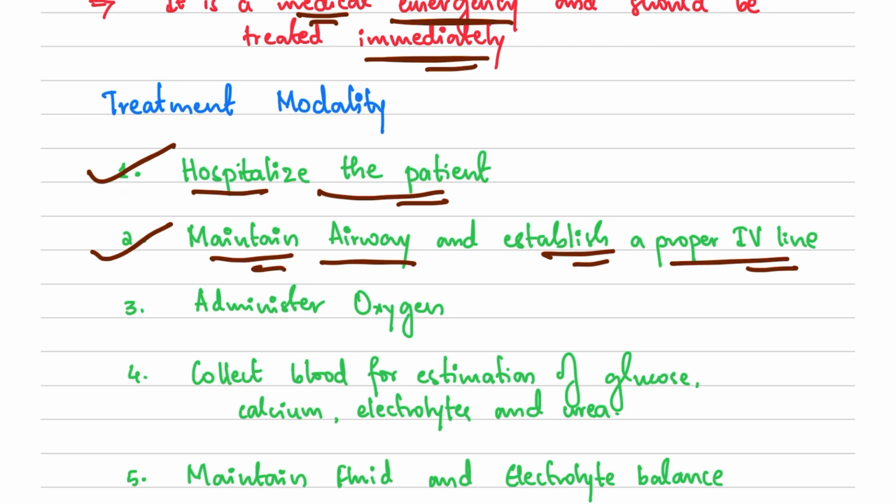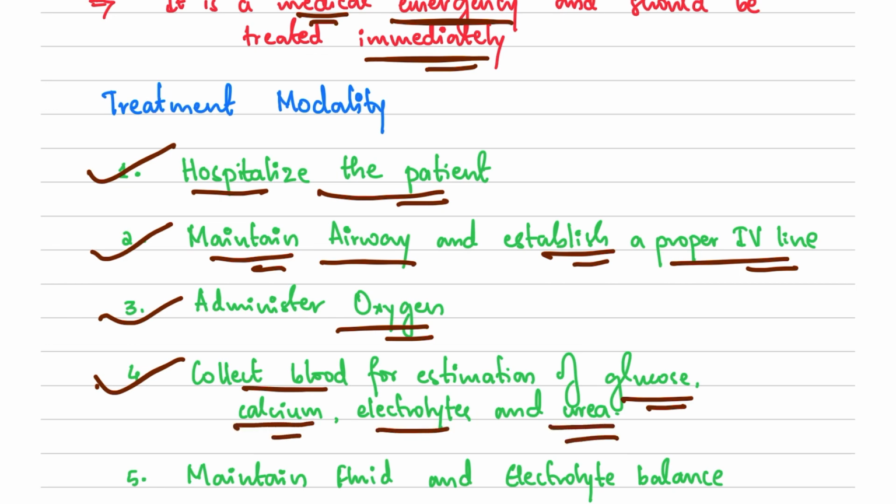Afterwards, after maintaining the airway, you have to administer oxygen to the patient. Administer the oxygen. Then following that, you will collect blood for estimation of glucose. Is it a metabolic problem? Estimation of calcium, electrolytes and urea as well. Then finally, through the IV line, you will maintain fluid and electrolyte balance. Okay, so this is what you need to do.